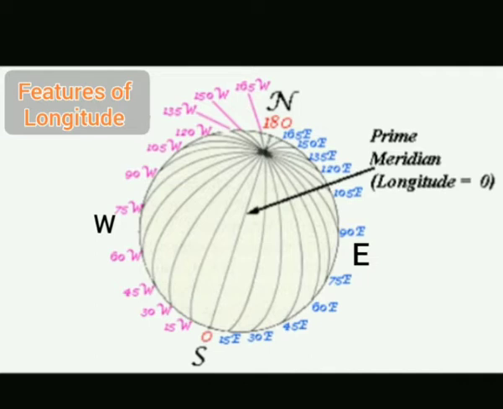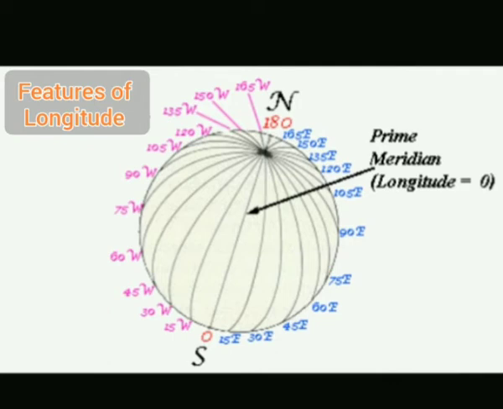Unlike parallels, the distance between any two meridians is not equal. These meridians are spaced furthest apart at the equator and come closer together as they approach the poles, and they finally meet at a point at the poles.